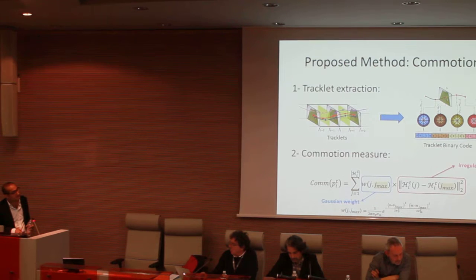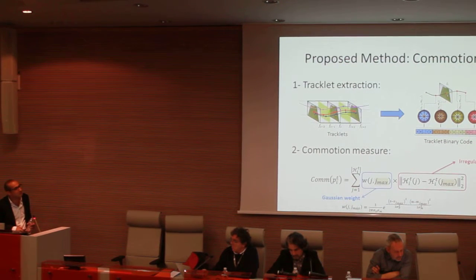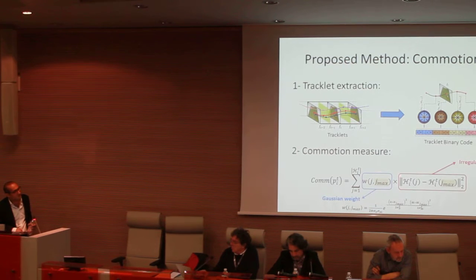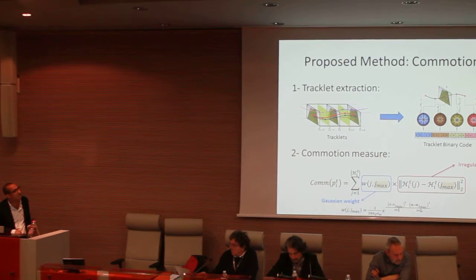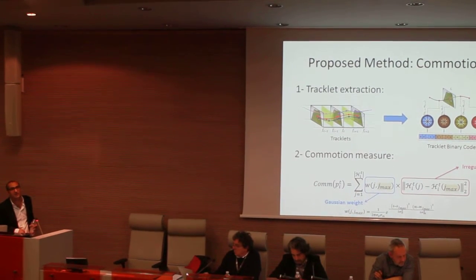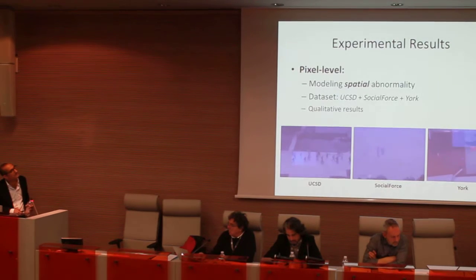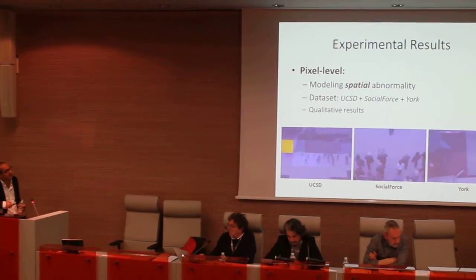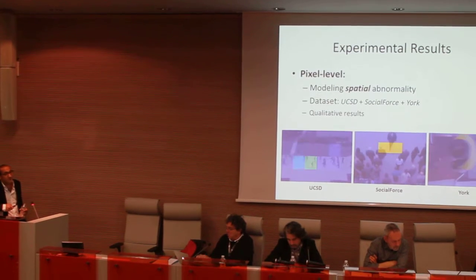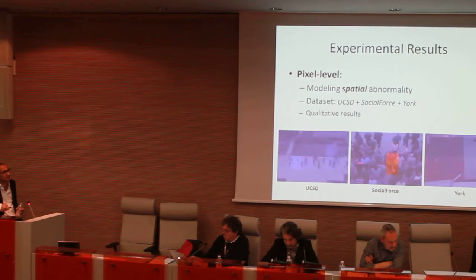We compute a commotion measure as a measure of crowd motion, which is nothing but a weighted irregularity of motions in each video relative to the dominant motion. We experimented on 3 different tasks. First, pixel level, where we try to model spatial abnormality. We tested on a couple of data sets, and these are some qualitative results.